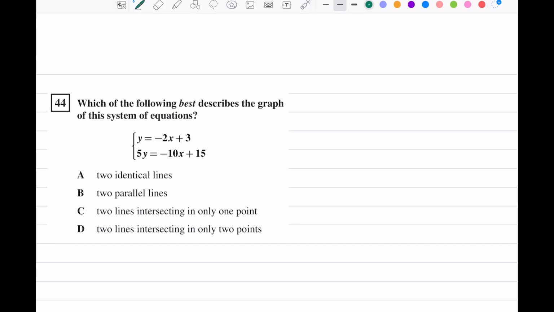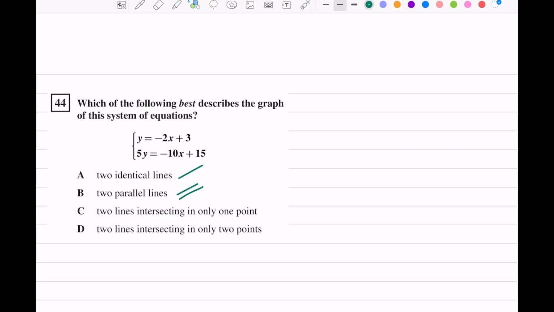Which of the following best describes the graph of this system of equations? And we have two equations here, and the options are saying, are they two identical lines, two parallel lines, two lines intersecting in only one point, or two lines intersecting in only 2 points? So in this question, we're trying to think about these lines visually. We're not concerned with what exactly the solution might be to this system, but really what do these two lines look like?